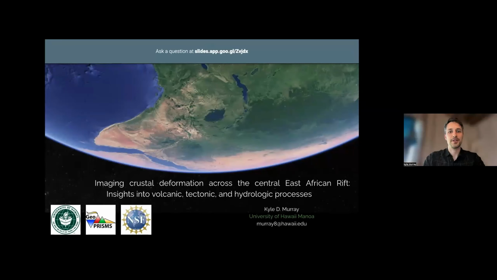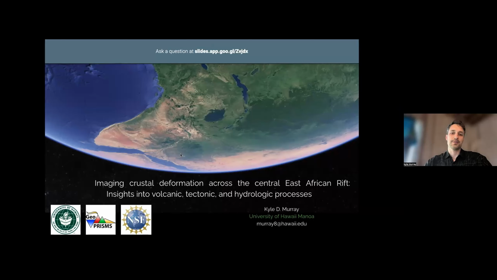I'm Kyle Murray. I'm a researcher at the University of Hawaii, and today I'll share a regional view of crustal deformation in Central East Africa based on 7 years of Sentinel radar data. The goal of the work was to go beyond the relatively sparse GNSS network for a larger scale area and capture a wider range of deformation.